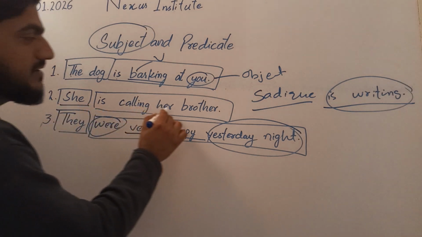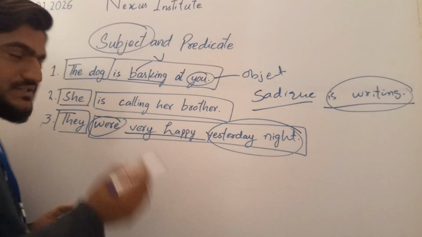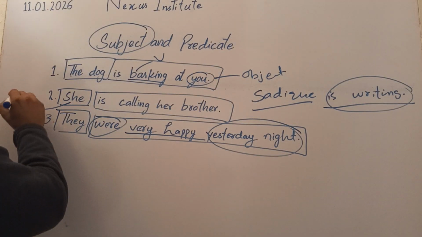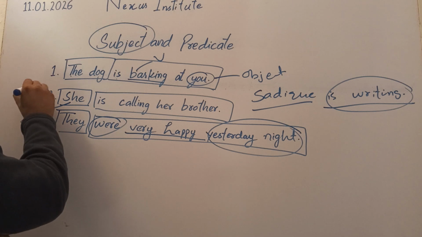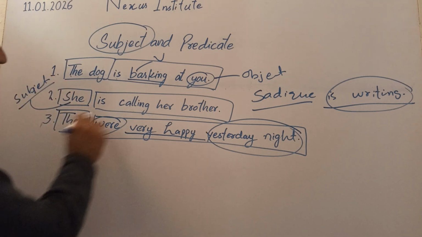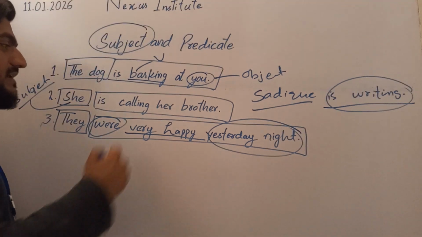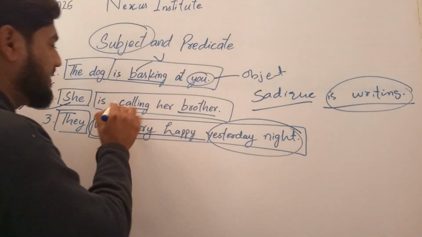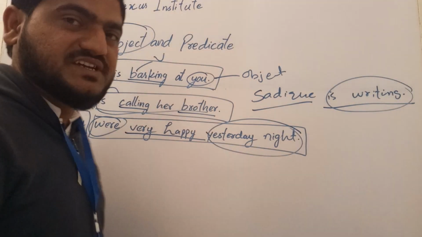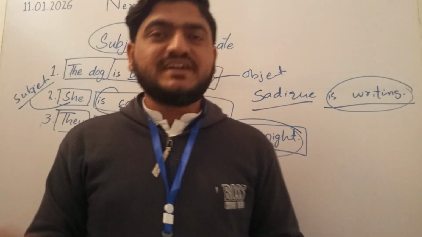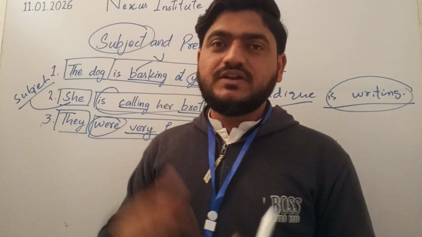Here, she is calling her brother. Who is calling? She. What will she be? A subject. Okay. Is calling her brother. What will it be? It will be the predicate because it includes verb and object, and it is an extension of the subject. I hope you understand whatever I told you.